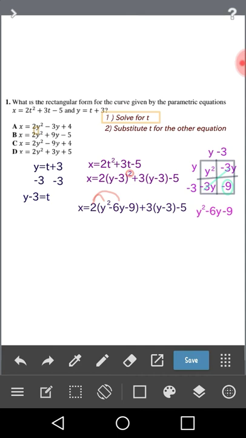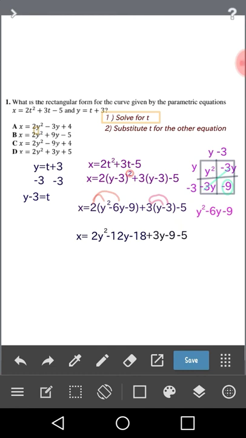You're not finished yet. Now you need to combine the terms that match. 2y squared does not match with another term, so you just leave it as it is. Negative 12y matches with 3y, so if you combine them, that would be negative 9y. You can combine the constants, and that will give you 4. So it would give you x equals 2y squared minus 9y plus 4. So the answer is C.